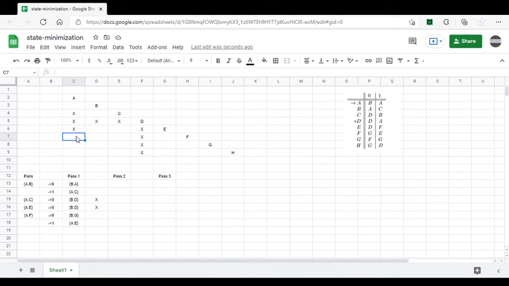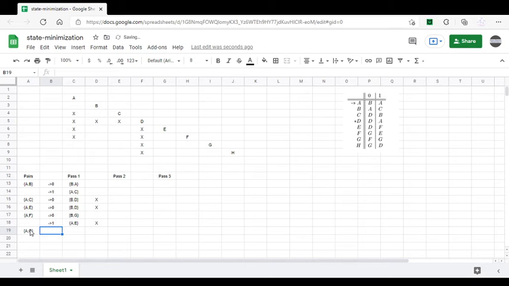Look at AE, it is marked, therefore I have to mark AF. AF being the state that I was examining. I don't want to say check because I'm using the word check to check these boxes up here. Okay, and so the next pair, I do AG.